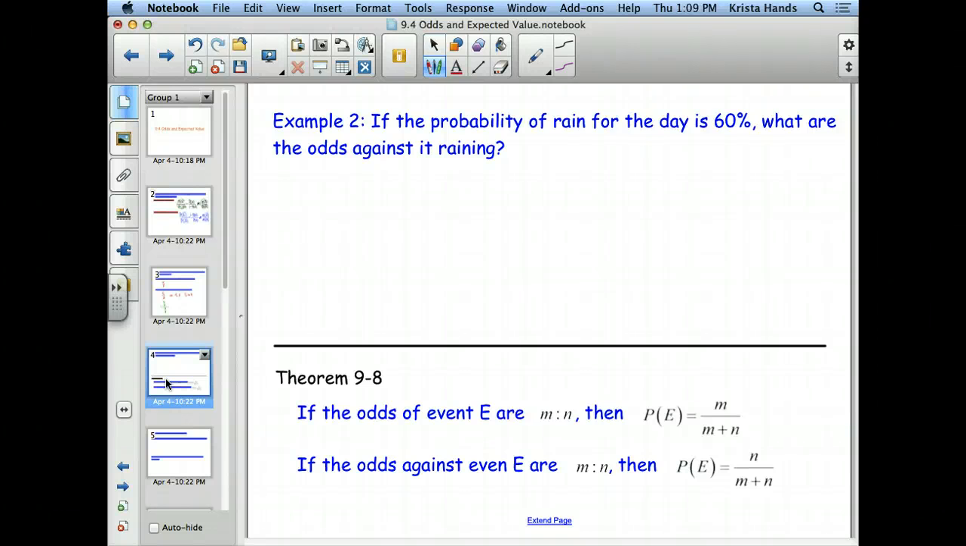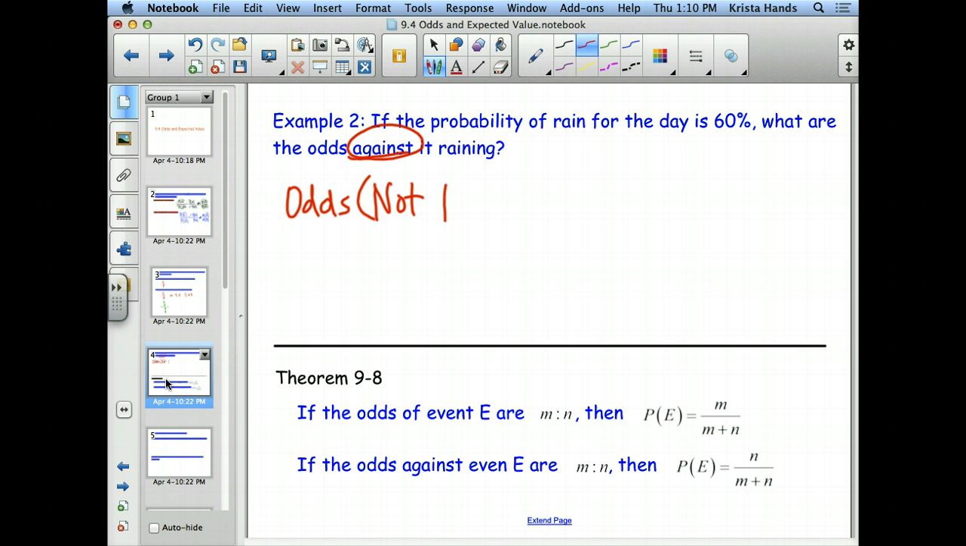So make sure that when you're looking at these problems that you're very clear about which one they're asking you for. Is it odds for or odds against? So what I'm really wanting to find out here is the odds of it doing what? Of it not raining. That's what I'm wanting to find out. Odds of it not raining.